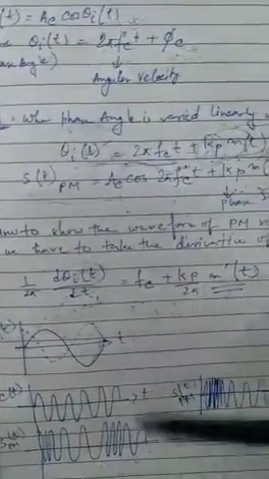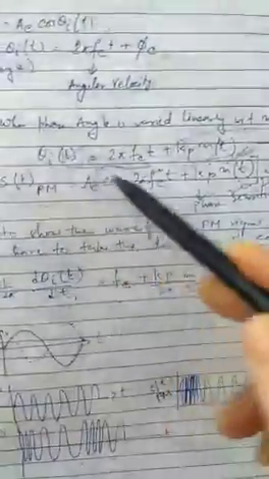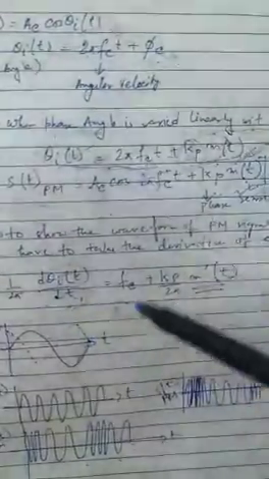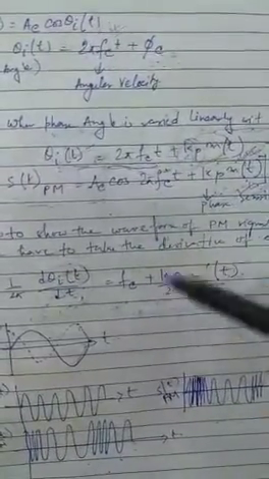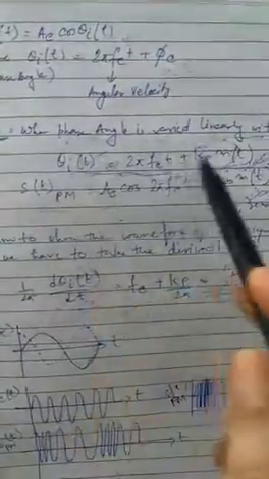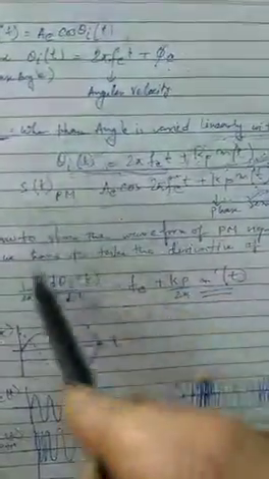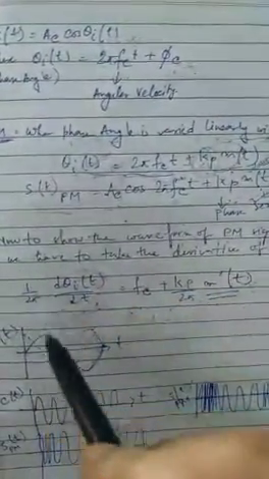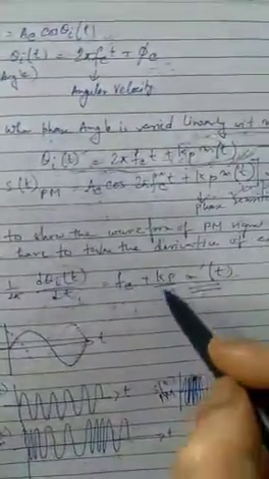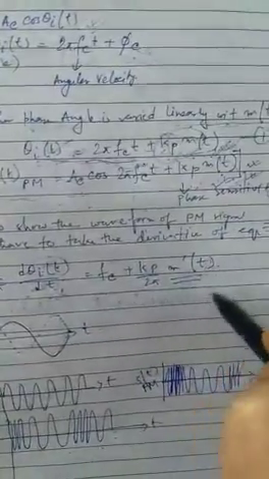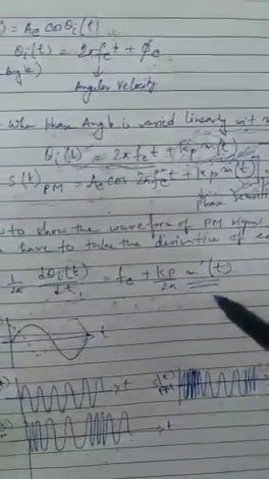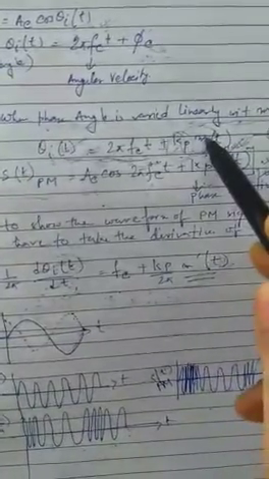So if we take the derivative of this phase angle, it will give me d theta i by dt, and dividing both sides by 2 pi, fi equals fc plus kp by 2 pi into m dash t. Here the 2 pi gets cancelled, and here also we have kp by 2 pi, and this is m dash t from this equation. So this m dash t is the derivative of my message signal.